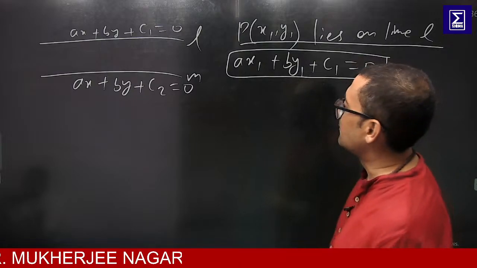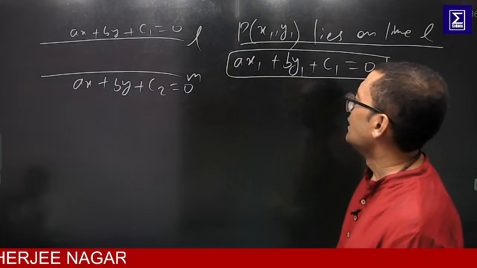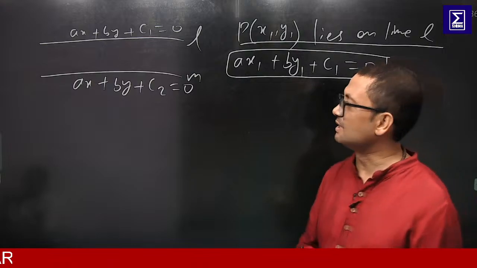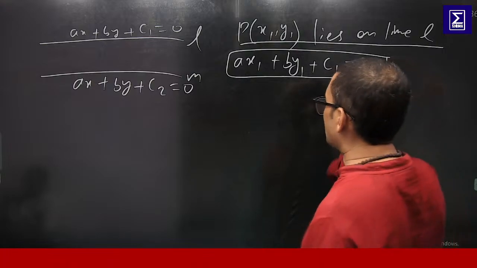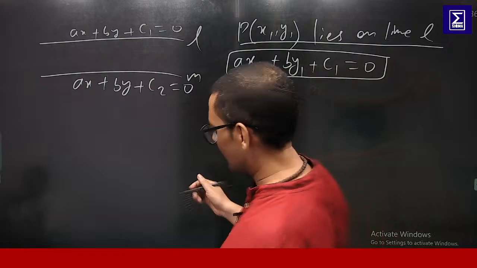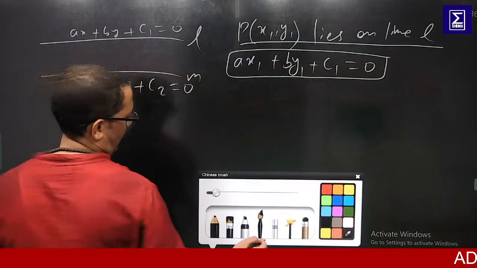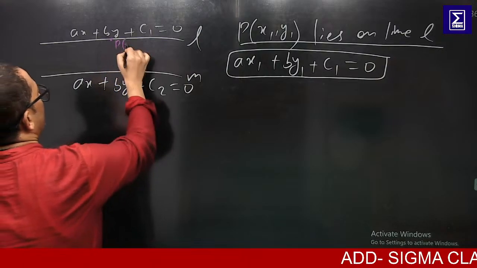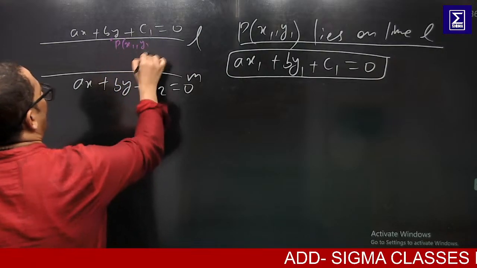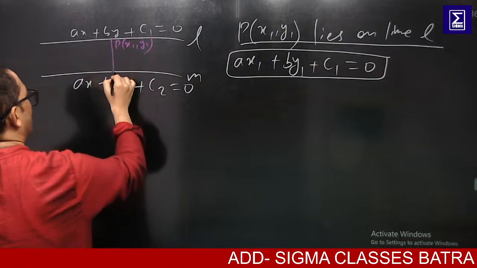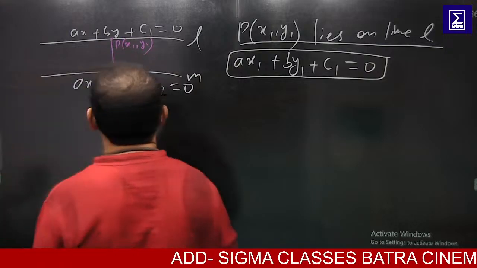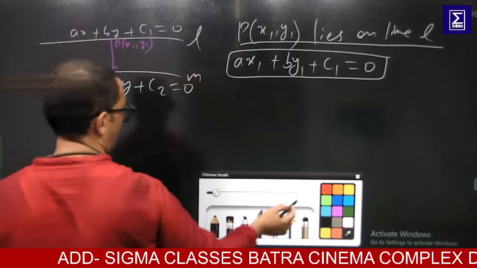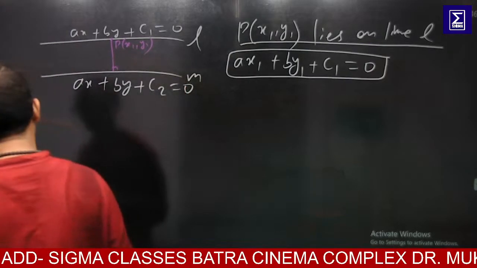So from this point, if we want the distance, suppose the point lies here, and the coordinate of P is x1 comma y1. From here to here, this perpendicular distance we are going to find. So we are actually applying the formula here. So what was the formula?